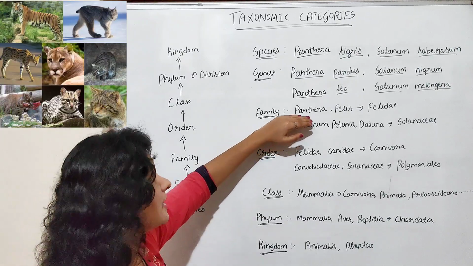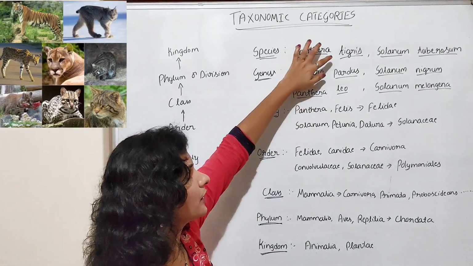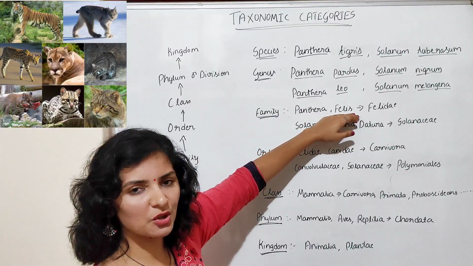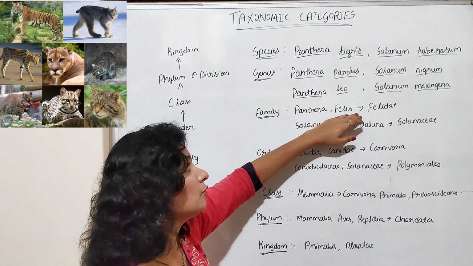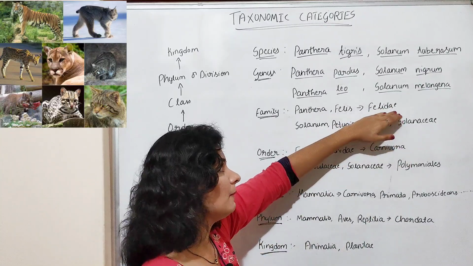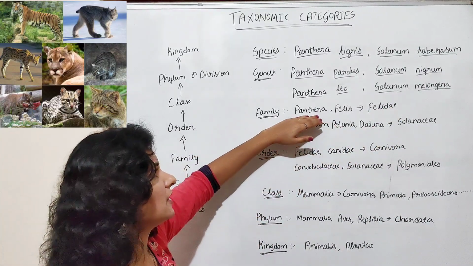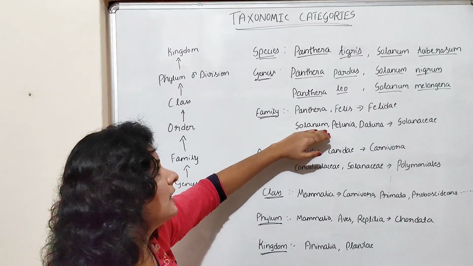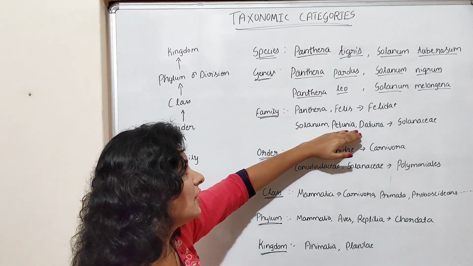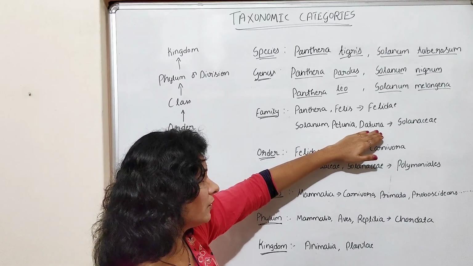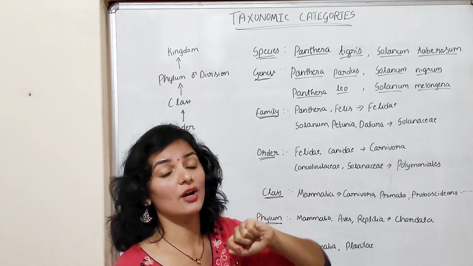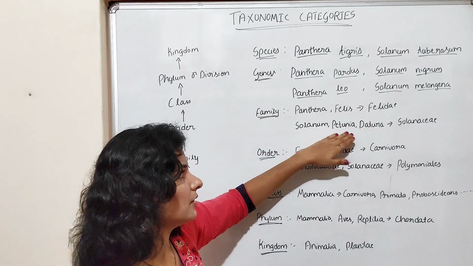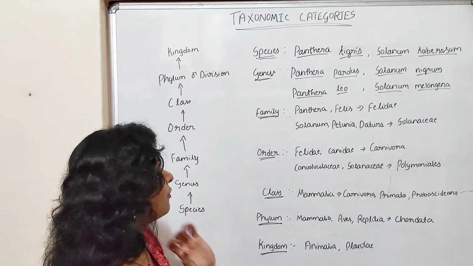Example for that is genus Panthera, which consists of tiger, leopard and lion, is put along with the Felis, which consists of cat species, to form a family Felidae, or family Felidae consisting of two genera, that is Panthera and Felis. If we take an example of plant, the genus Solanum is put along with the genus Petunia and genus Datura under the family Solanaceae, or Solanaceae family consisting of three genera, that is Solanum, Petunia and Datura. So that is about the family.